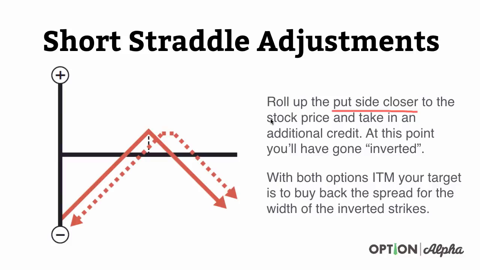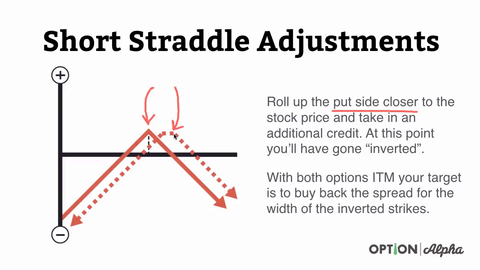Now, you don't want to get too carried away with going inverted. We'll show you some examples of how we did it on some live trades so you can see what the process is, but you will go inverted. And what that means is that your call strike is going to actually be below your put strike. So you're going to roll up your put strike to some strike higher and go inverted.